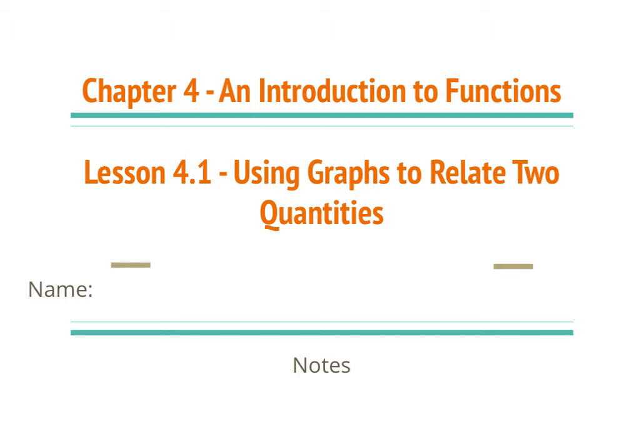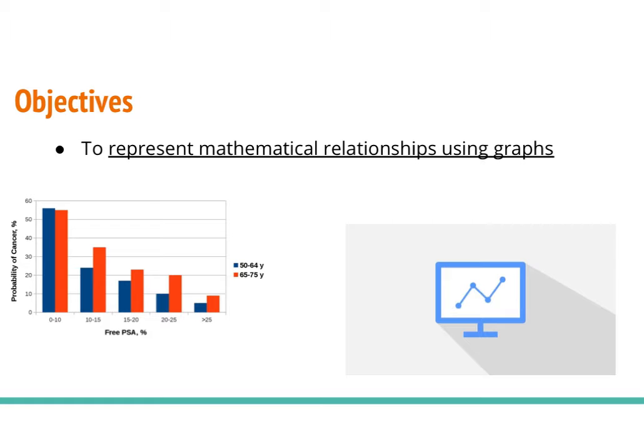Alright guys, this is the beginning of chapter 4. This is 4.1, using graphs to relate two quantities. Our objective here is to represent mathematical relationships using graphs, and we're going to see a few different types of graphs.